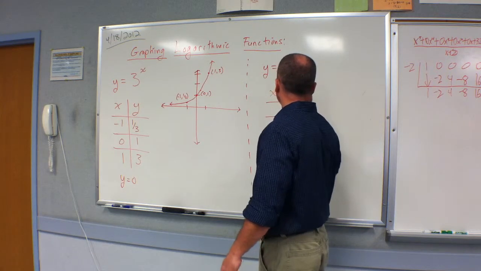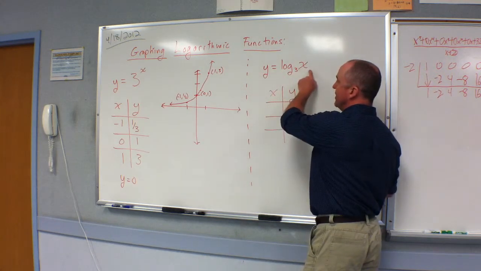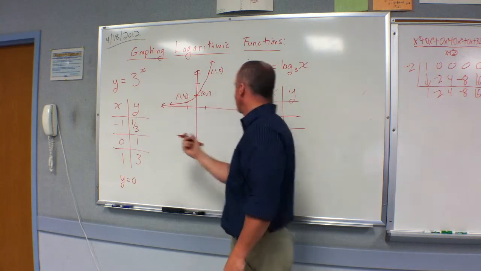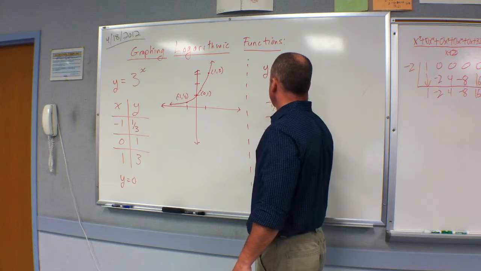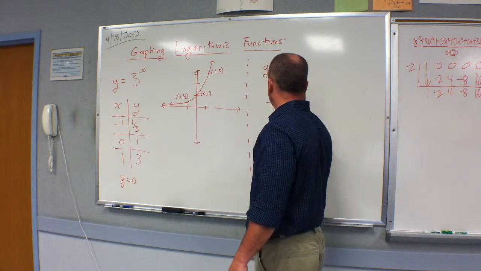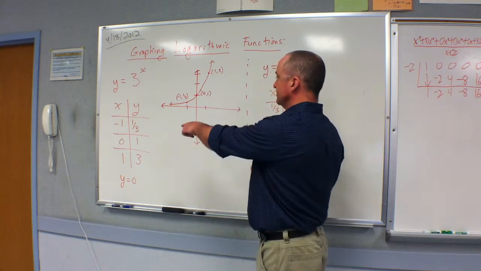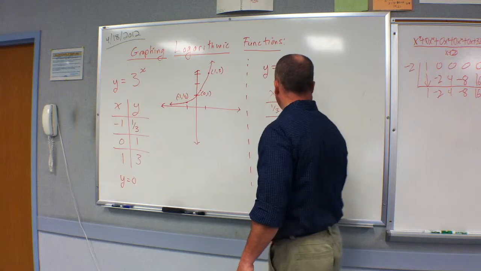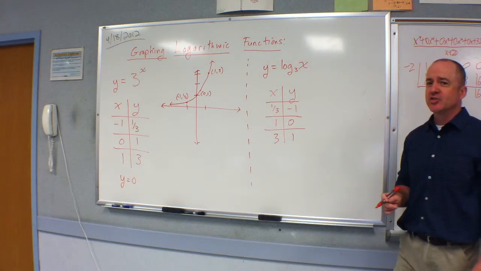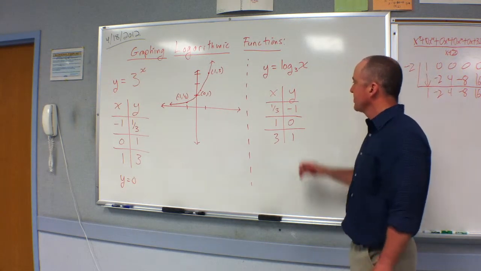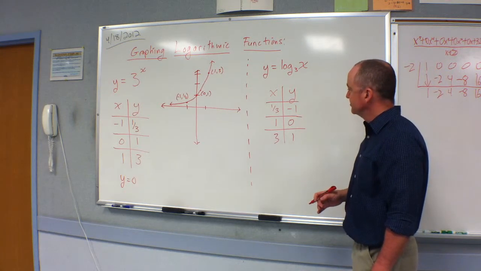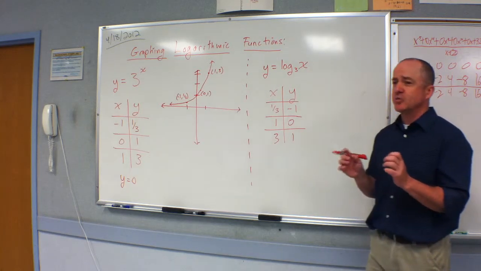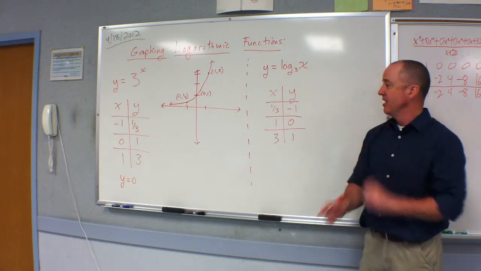So my table for y equals log base 3 of x is going to be the same as the table for y equals 3 to the x with the x's and y's switched. The x is going to be 1/3 when the y is negative 1. The x is going to be 1 when the y is 0, and the x is going to be 3 when the y is 1. So my 3 points that I'm interested in on an exponential function become the same 3 points with the x's and y's switched. That's what inverse means with functions. You switch the x's and y's.